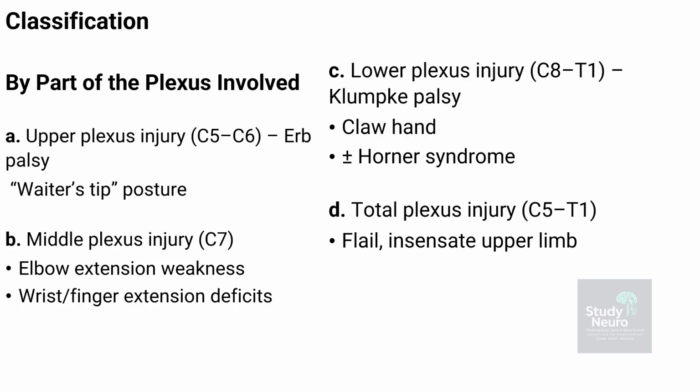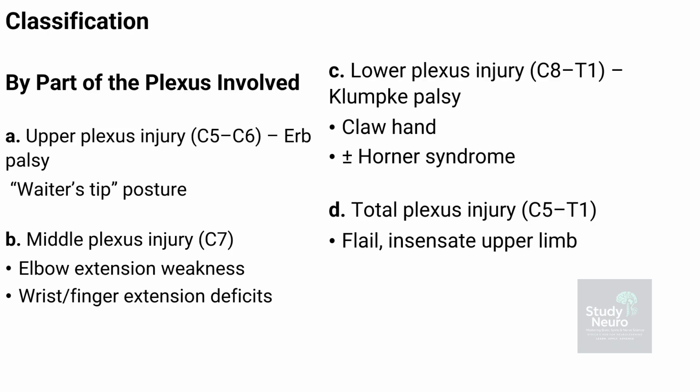Brachial plexus injuries can be classified in several ways, starting with which part of the plexus is affected. Upper plexus injuries involving the C5 and C6 nerves are known as Erb palsy and often produce the classic waiter's tip posture. Injuries to the middle plexus around C7 mainly affect elbow extension and wrist or finger movement. Lower plexus injuries involving C8 and T1 are called Klumpke palsy, leading to a claw hand and sometimes Horner syndrome.